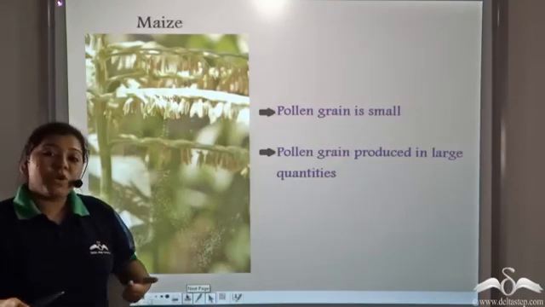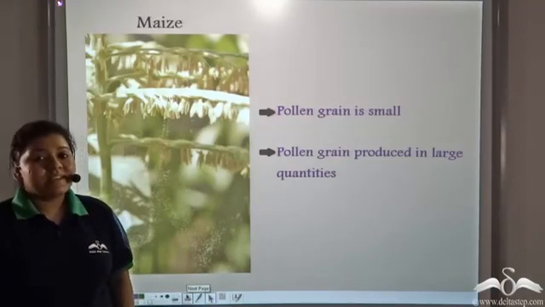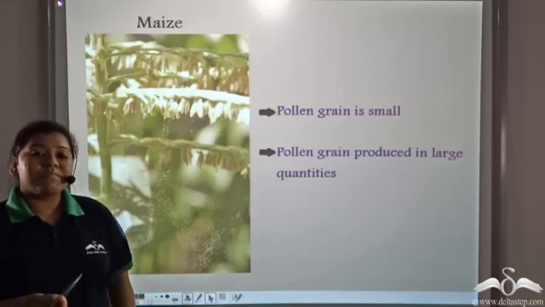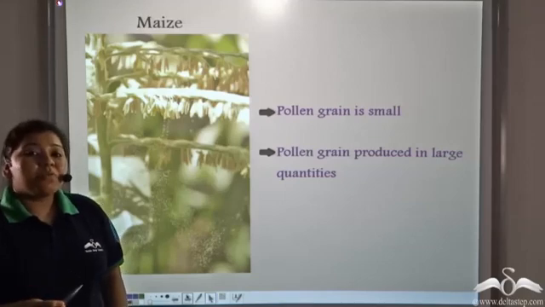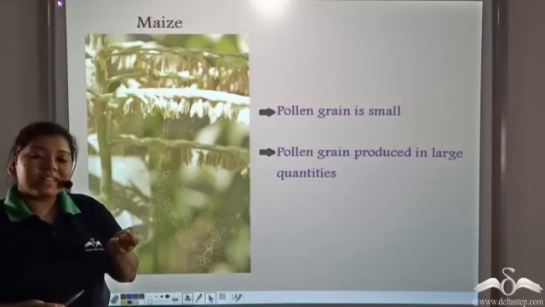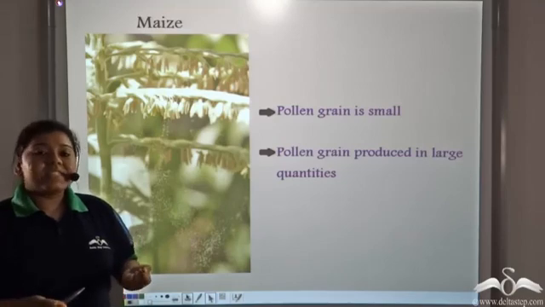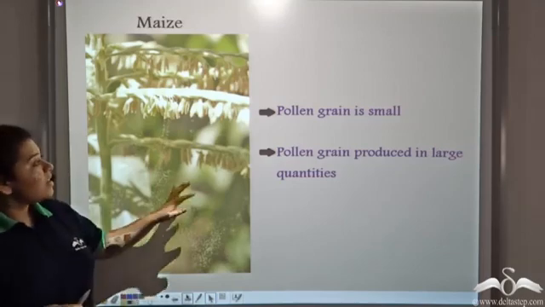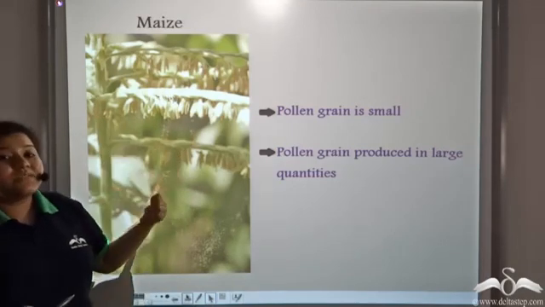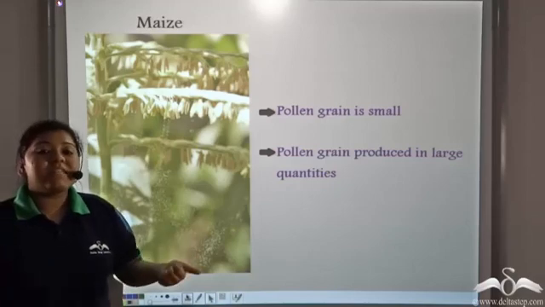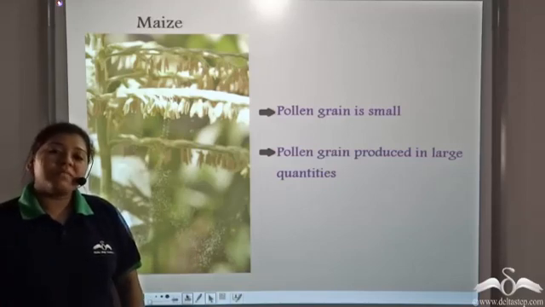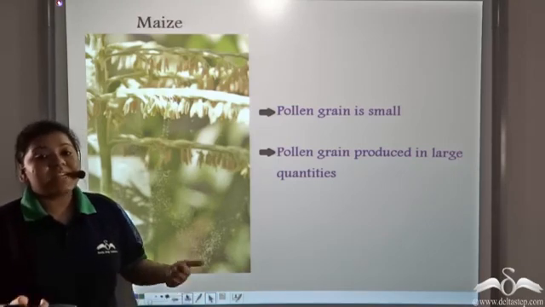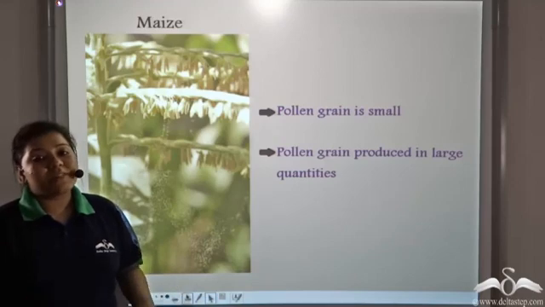Are the pollen grains modified? Yes. In these plants which are wind pollinated, the pollen grains get modified as well. The pollen grains become very small, the size of sand, so that they can be easily dispersed by the wind. And since this plant is wind pollinated, the probability of pollination also becomes very less, because the direction of the wind is a very important factor for pollination.